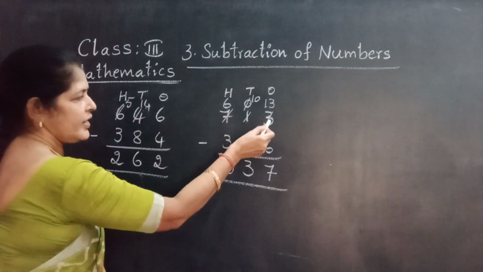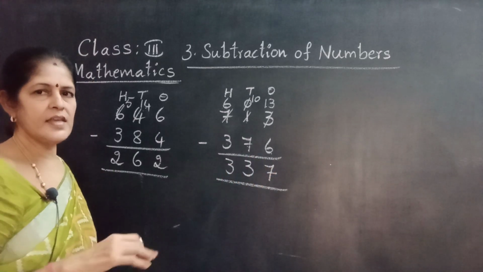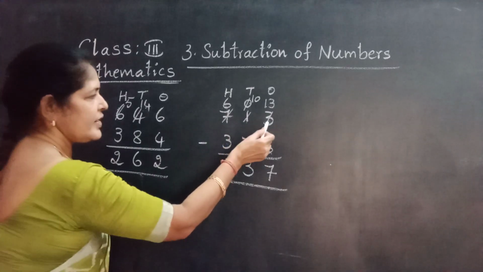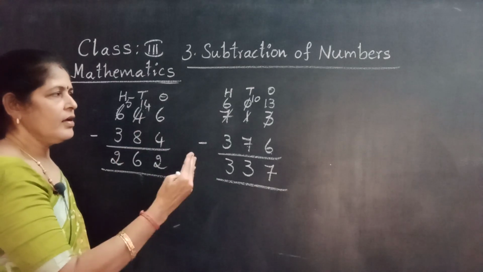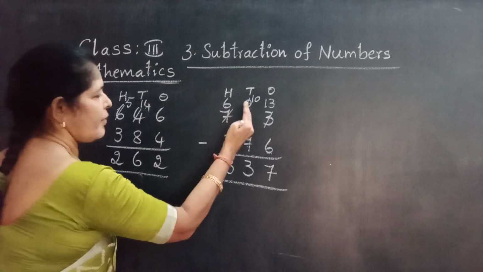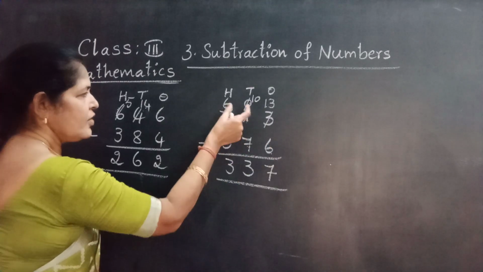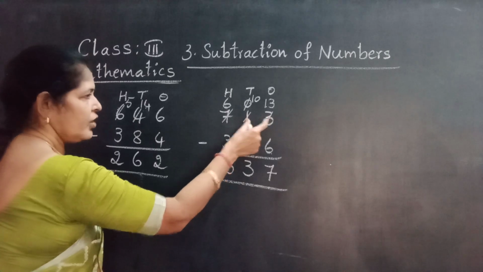Why? The upper number is less than the lower number. Actually, subtraction means big number minus small number. If a small number is there on top, we use the concept: borrow one from tens to ones, and borrow one from hundreds to tens. At a time you have to change two numbers. Okay, another one.